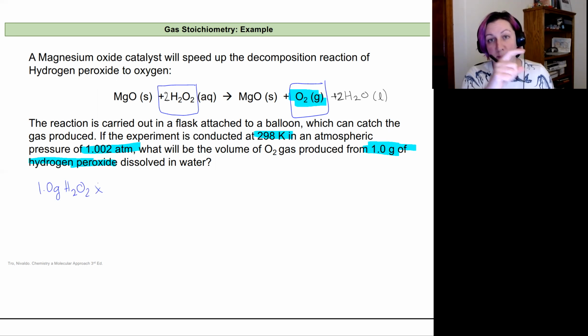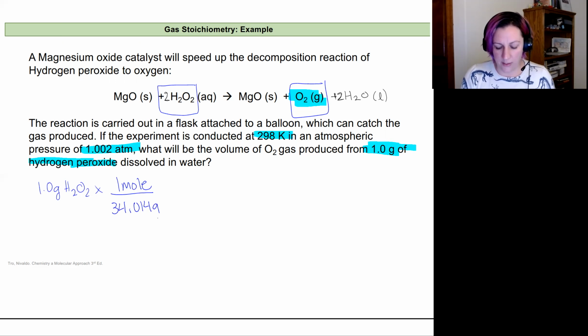Now this is going from mass to moles. This is something we've done before. Hopefully it's familiar. We'll need the molar mass from the periodic table, which is 34.014 grams. All right, so dividing that one by that molar mass, we're going to get a number of moles of hydrogen peroxide. That's 0.02939997. I'm keeping all the digits.